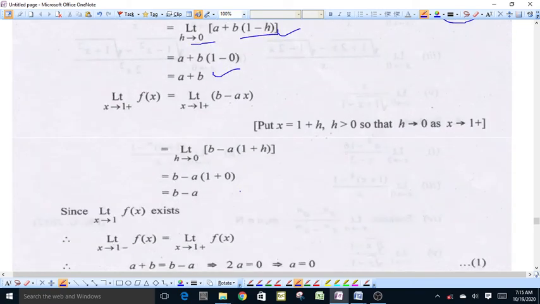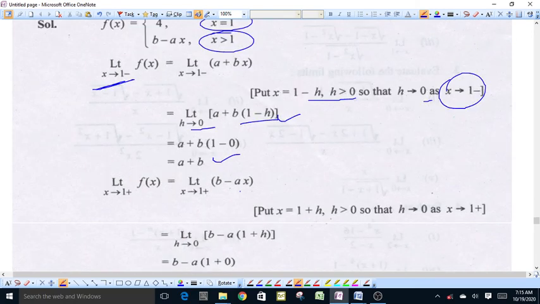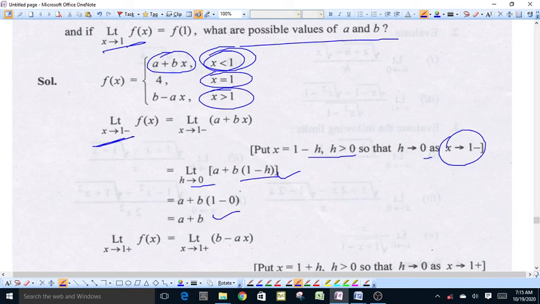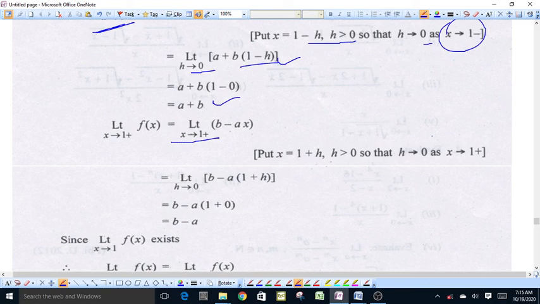Now the right hand limit of the function as x approaches 1 from the right is equal to the limit of b minus ax, because for x greater than 1, the function is equal to b minus ax. The limit of the function as x approaches 1 from the right is equal to the limit of b minus ax as x approaches 1 from the right.